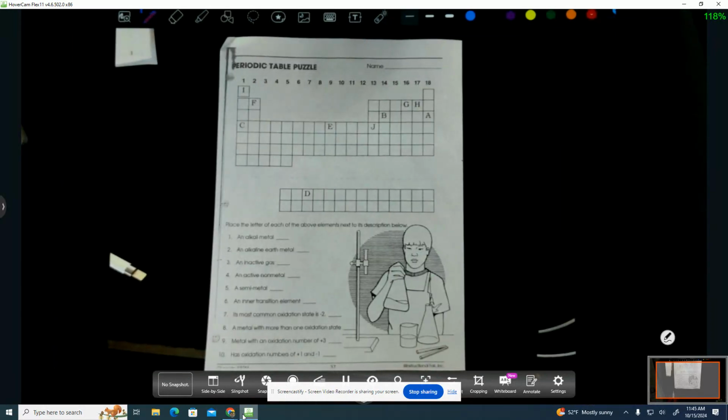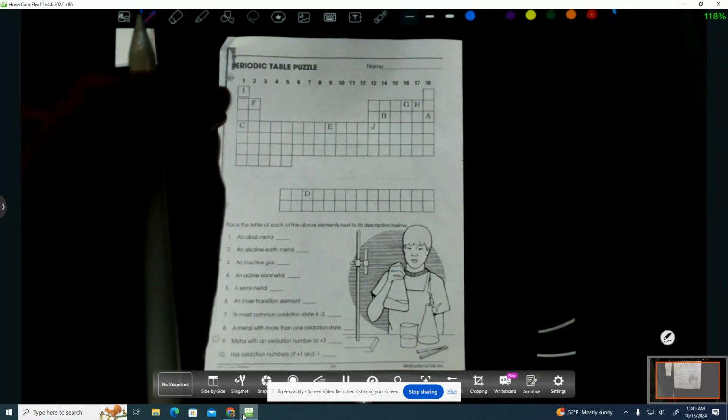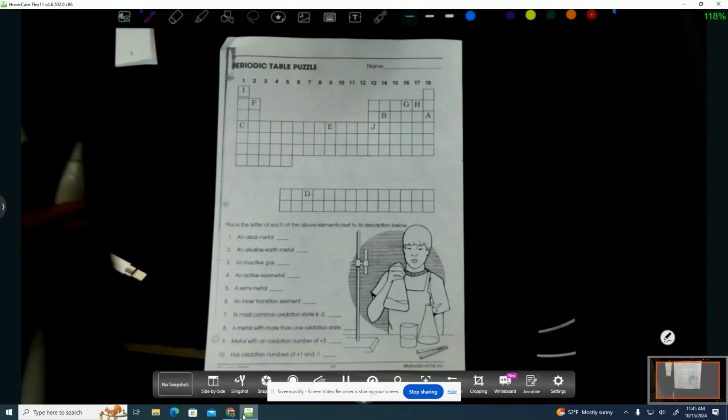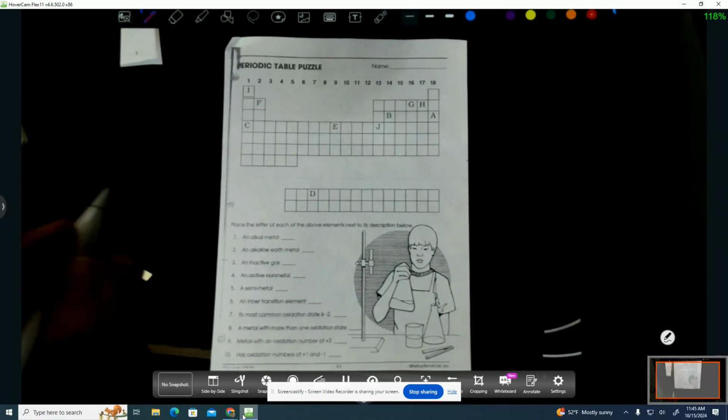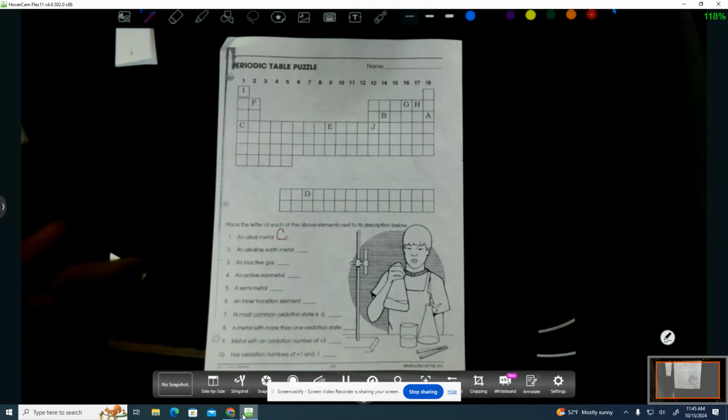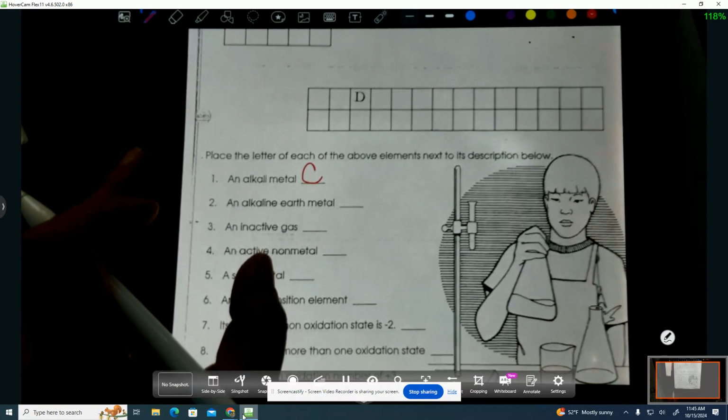All right, turn the paper over. There's letters up here. We just got to match them up. So which one's the alkali metal? C. How come it's not I? Hydrogen, it's a gas, but it's also not a metal. All right. An alkali earth metal.